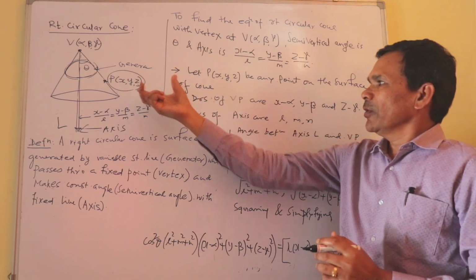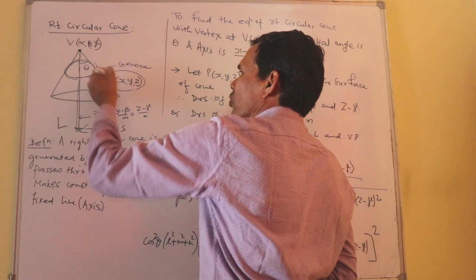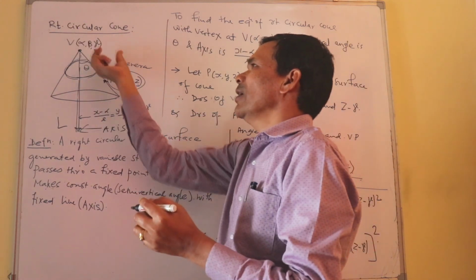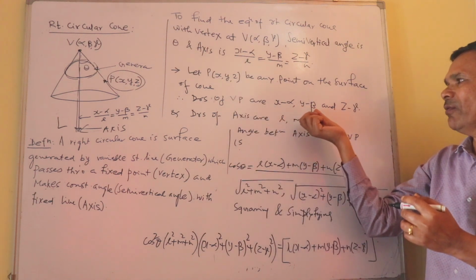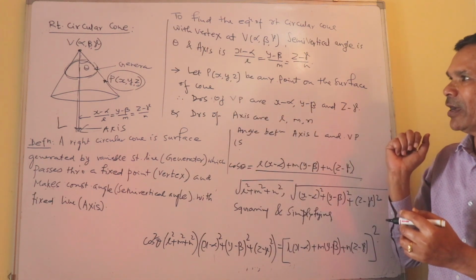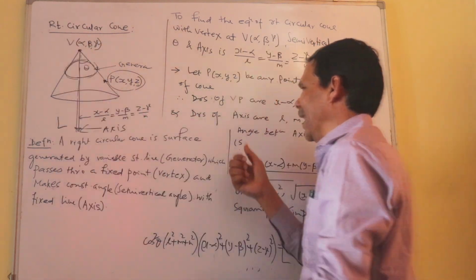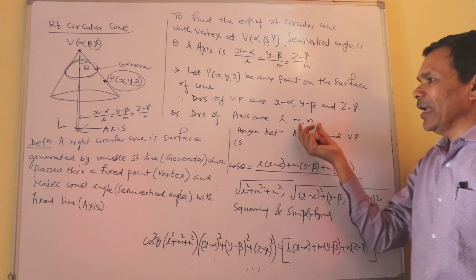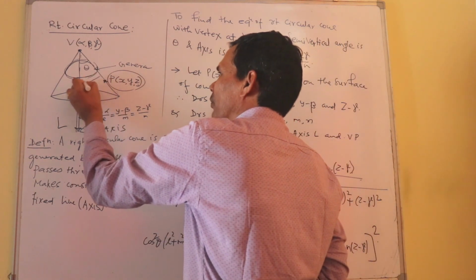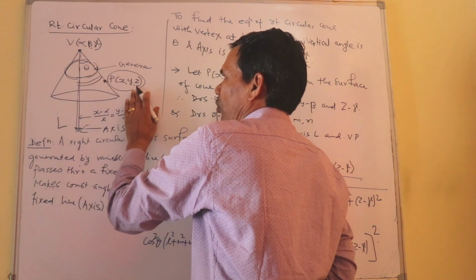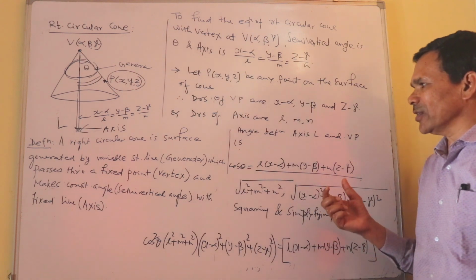So what we do here: the direction ratios of VP. If two points on the line are given, (x, y, z) and (alpha, beta, gamma), then the direction ratios of this line are x minus alpha, y minus beta, z minus gamma. Similarly, the direction ratios of the axis are given by l, m, n. So we use the formula to find the angle between two lines when the direction ratios are known.